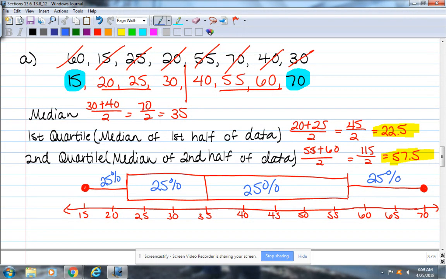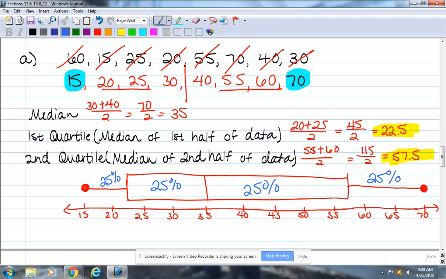So, if I ask a question like, what percent of the data is above 22.5? The answer is what? Above 22.5. What percent of the data is above 22.5? 25 plus 25 plus 25 is 75. What percent of the data is below 70? Well, except for, I should say less than or equal to, right? What percent of the data is above 35? 50. Okay, so they could ask you questions like that.